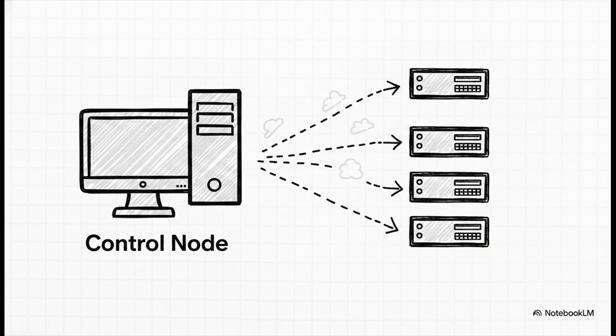You have one main computer, what we call the control node. That's where you have Ansible installed. And from that one spot, it reaches out to all your other servers, the managed nodes, using plain old SSH. It just pushes out the instructions, no agents, no background services, no extra mess to worry about.